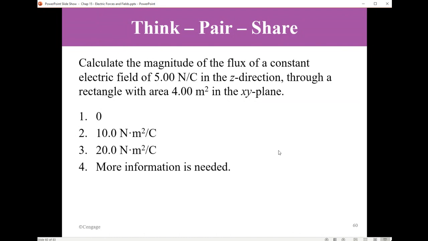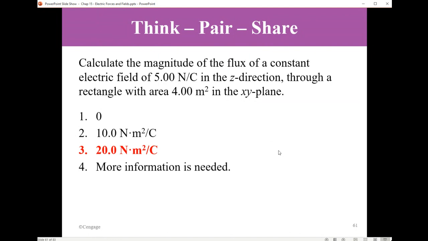Which one? Sorry, I was reading again. Yeah, take your time. You would have to multiply it by the meters, right? Yes, yes. So it will be number 3. Thank you. Yes, because z is perpendicular to xy. Z direction is perpendicular to xy, right?